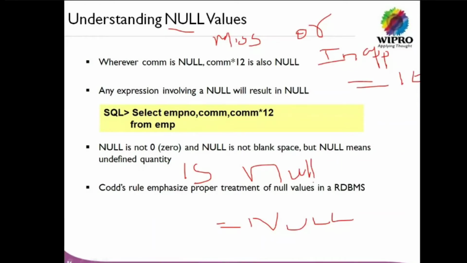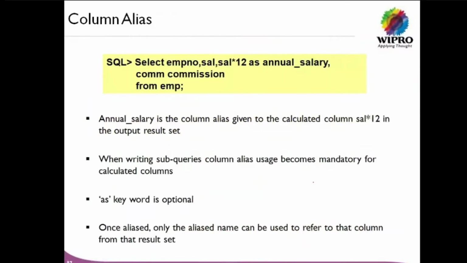You remember one thing, a null value cannot be compared with equal to. You have to use the is null operator. And the next one is the column alias. We all know alias. Alias is nothing but some other name.